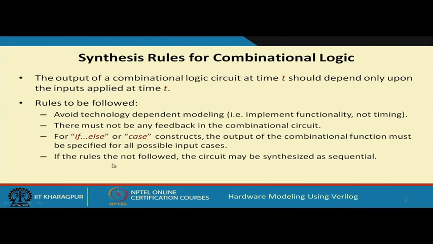So even if you are trying to generate a combinational circuit, whatever will be generated will be a sequential circuit with a storage element. So you must avoid this kind of incomplete specification in multi-way branching. As I said, if you do not follow these rules, the circuit may become sequential.